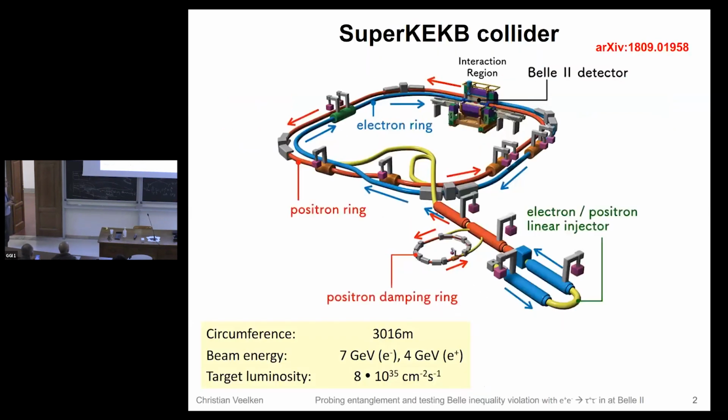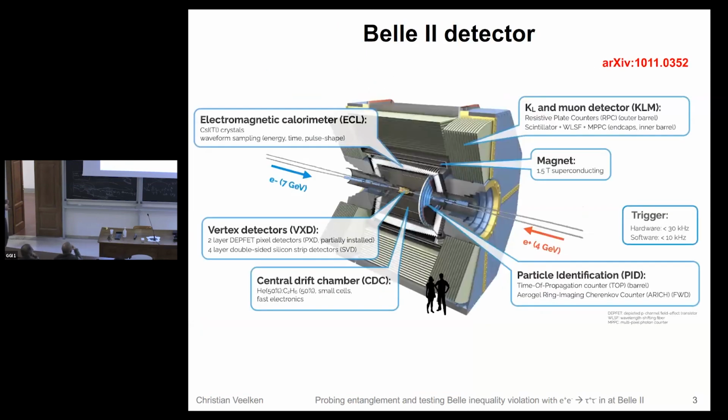So the previous speaker already showed you the SuperKEKB accelerator. The main feature is that the luminosity is really, really high, and that means that lots of B hadrons are produced, but it also means that lots of tau pairs are produced. And the important part for you to remember from this is that the center of mass energy is 10.579 GeV, so it's quite close to tau pair production threshold.